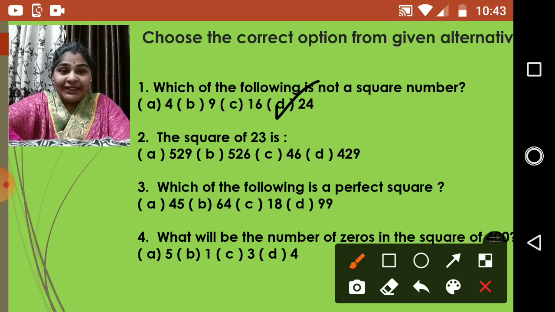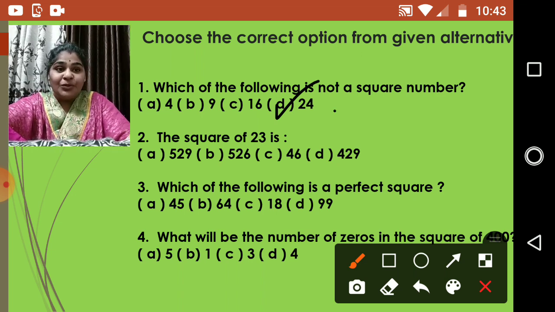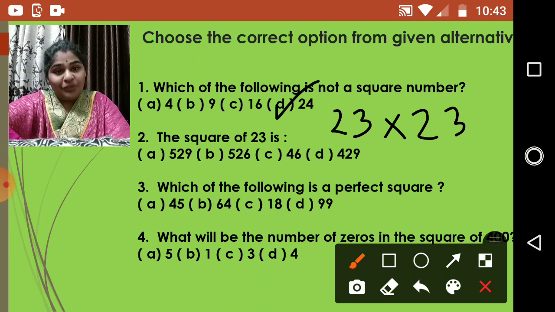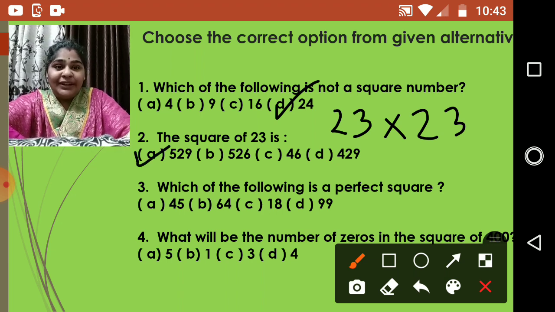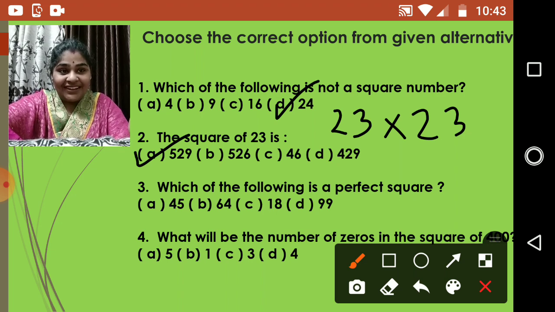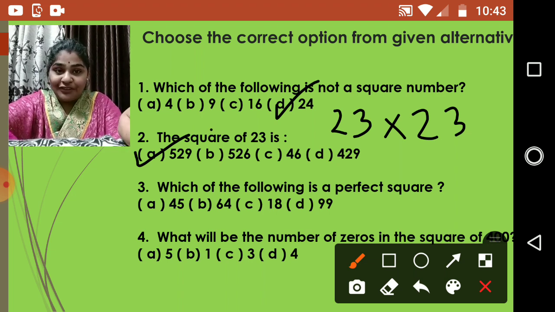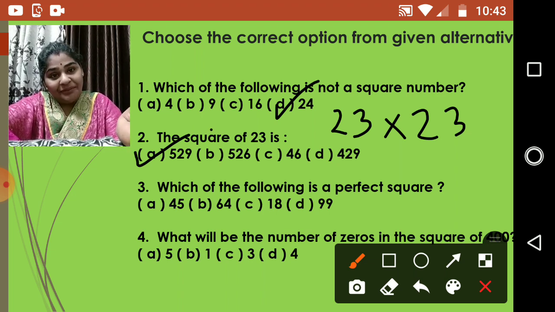Square of 23 is, now square means what, children? 23 into 23. Whenever you solve this, you will get the answer, that is 529, right? So 23 multiplied by 23 is 529. So I will choose my option 529, that is option number A.